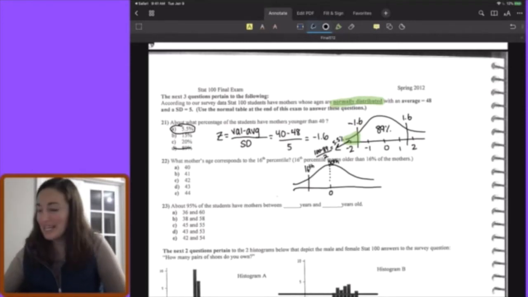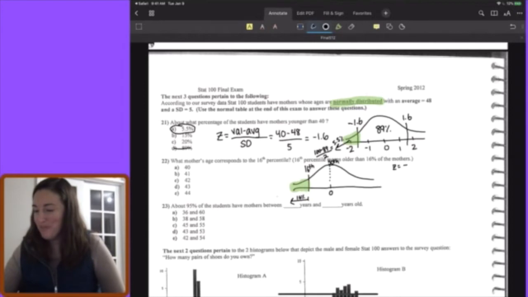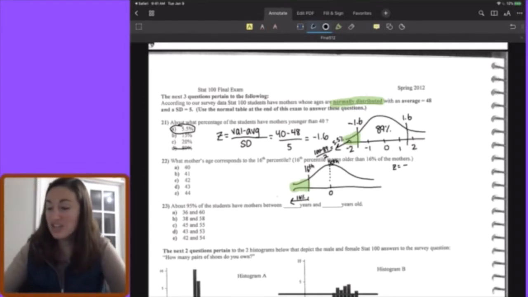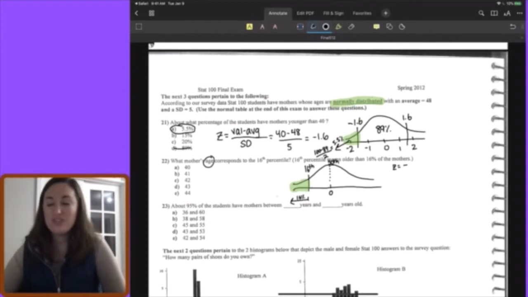It's going to have some negative z-score. So my z-score is going to be negative something. And what that means, the 16th percentile, is that all the area to the left is 16%. So from my z-score and to the left, this is 16%. But the problem is, how do I figure out what the actual age is? I want an age as an answer.